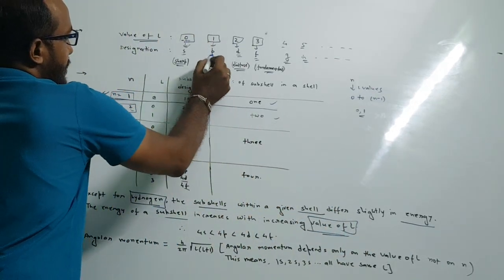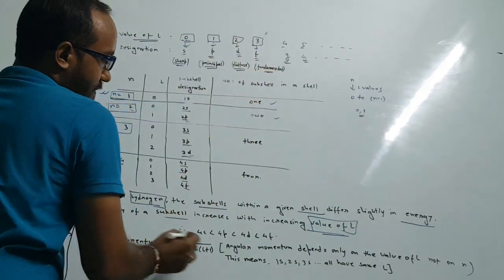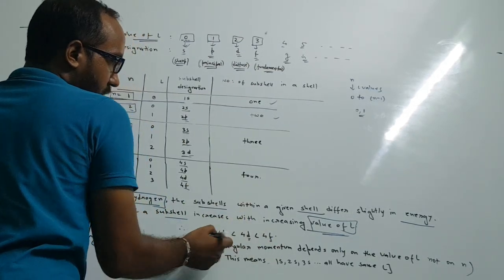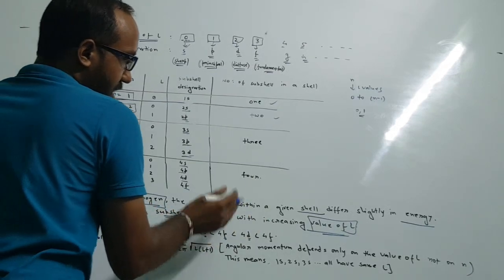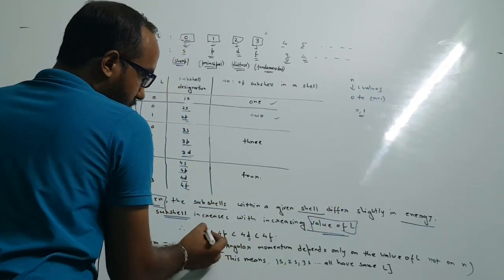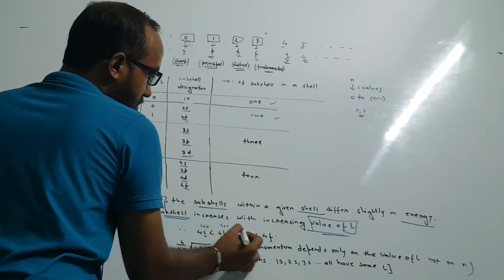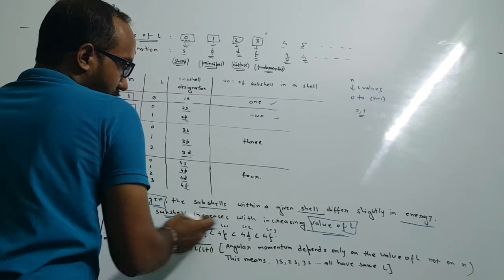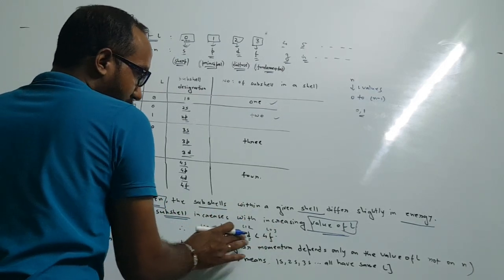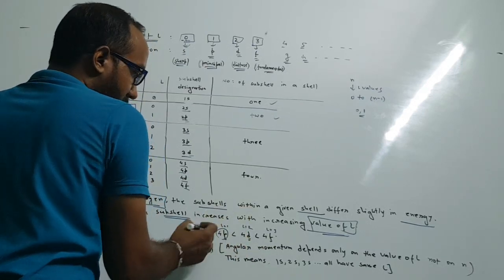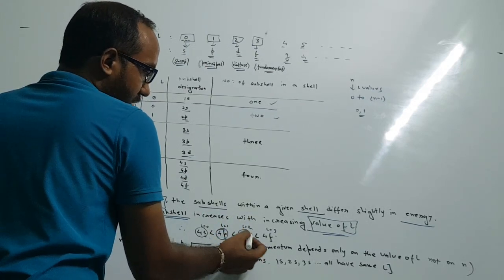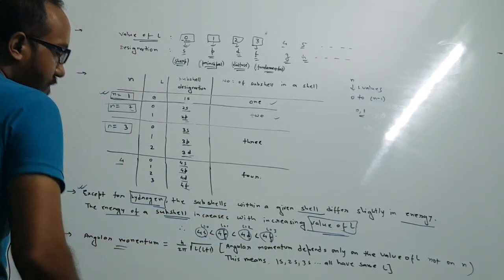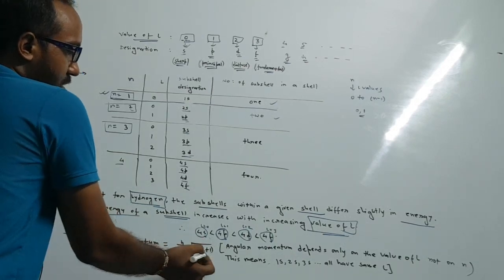The L value is 0 for S, 1 for P, 2 for D and 3 for F. So what is written? The energy of a subshell increases with increasing value of L. Here the L value is 0, here 1, here 2, here 3. So the azimuthal quantum number is increasing, and with increased value of L, the energy increases. That means 4p energy is greater than 4s, 4d energy is greater than 4p, and 4f energy is greater than 4d.